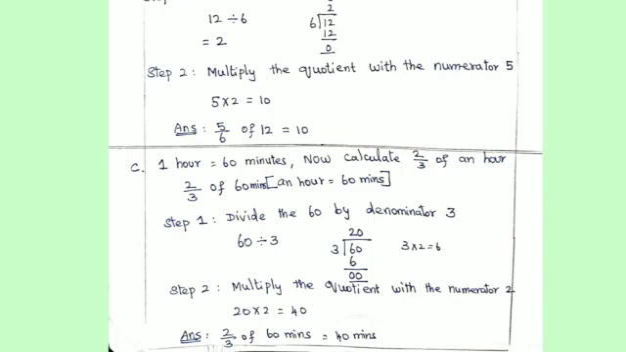Step 1, divide the 60 by the denominator 3. So 60 divided by 3 is equal to 20. The quotient is 20. Second step, multiply the quotient with the numerator 2. So 20 multiplied by 2 is equal to 40. 2 by 3 of 60 minutes is equal to 40.